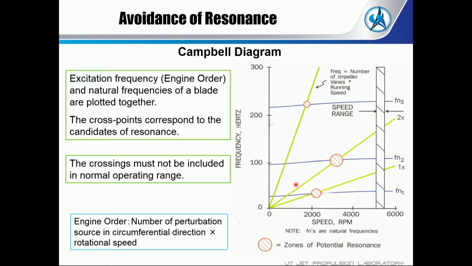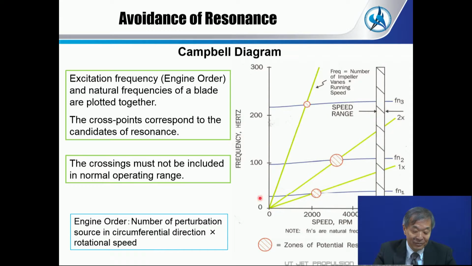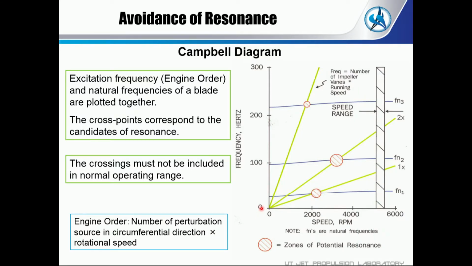So, the number of structural components. Okay. So engine order is the number of perturbation sources in the circumferential direction multiplied by rotational speed. So we can predict this kind of cross points at the design. So, ideally, we can avoid this kind of excitation at the design phase.